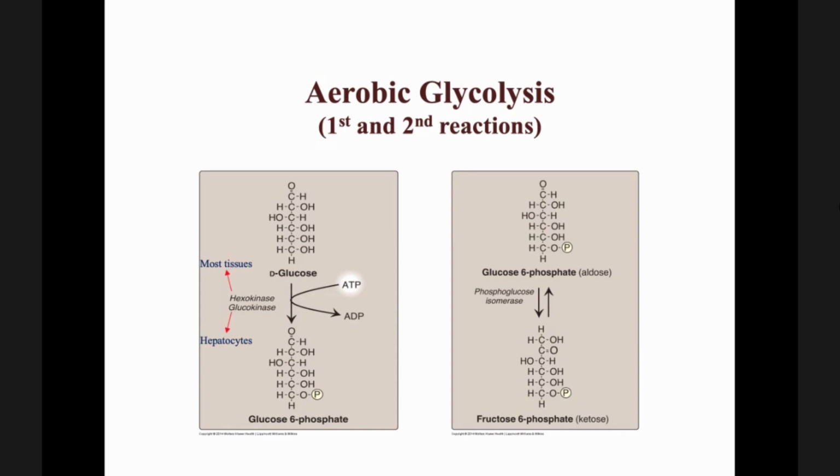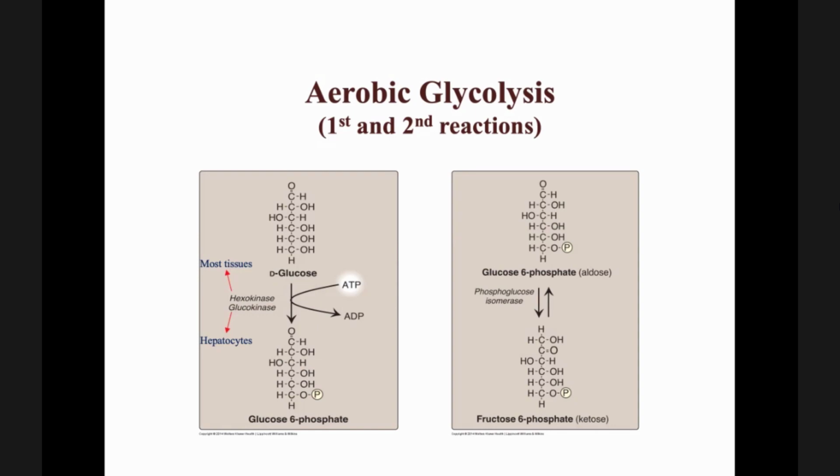The phosphorylation of glucose happens with two different enzymes: the hexokinase enzyme in most of the tissues, however, in the liver and in the pancreas, the glucokinase will be responsible for the phosphorylation of glucose. And in this step, we will consume energy. One ATP will be hydrolyzed to ADP to get the phosphate.